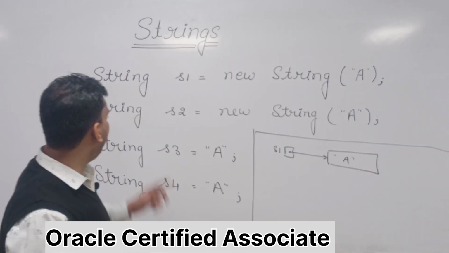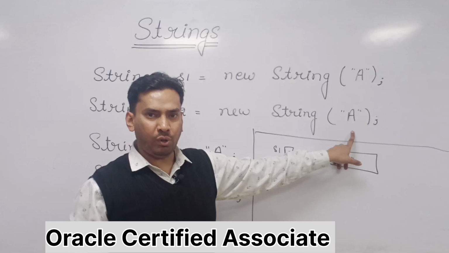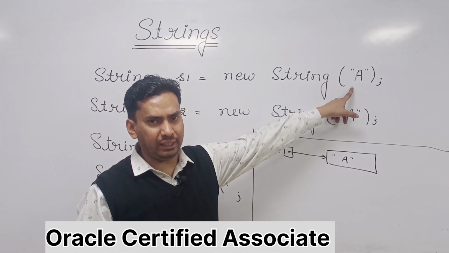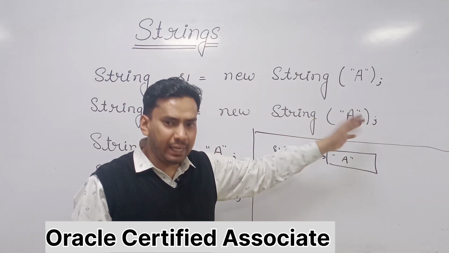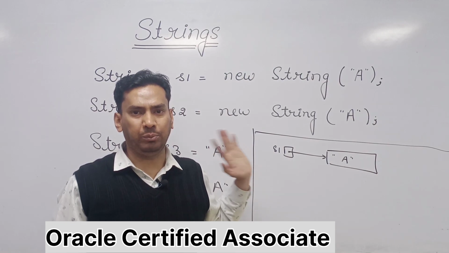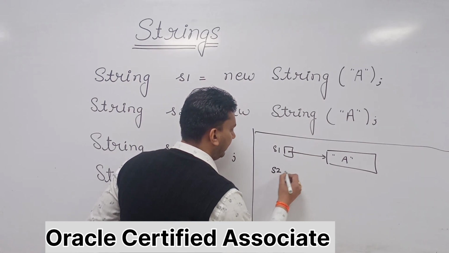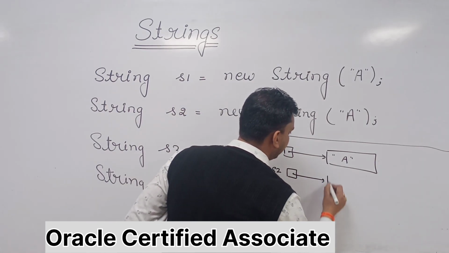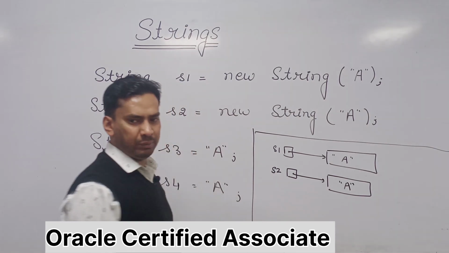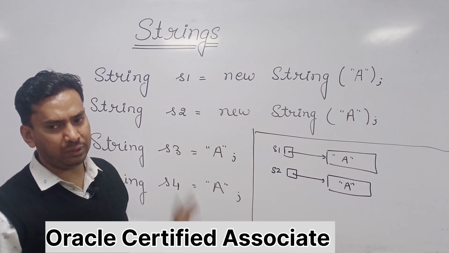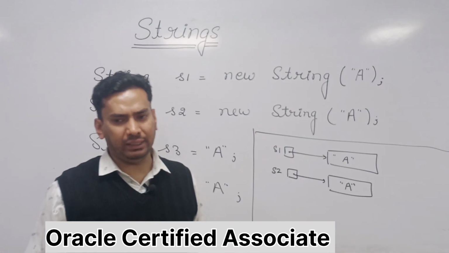Then I have written the second statement, string S2 is equal to new string A. Although we have already created a string A here, because we are using the new keyword, again a new string object will be created in the heap, similar to the first statement. So 100% without any terms and conditions, a new object will be created.